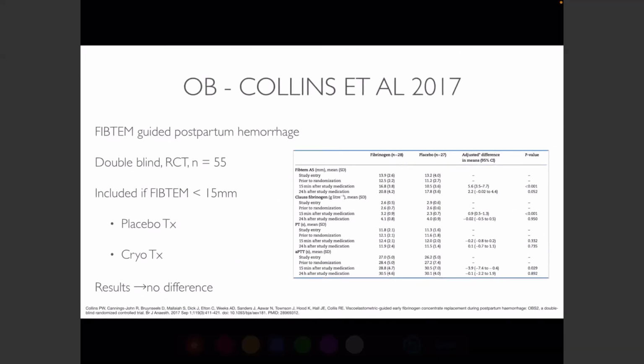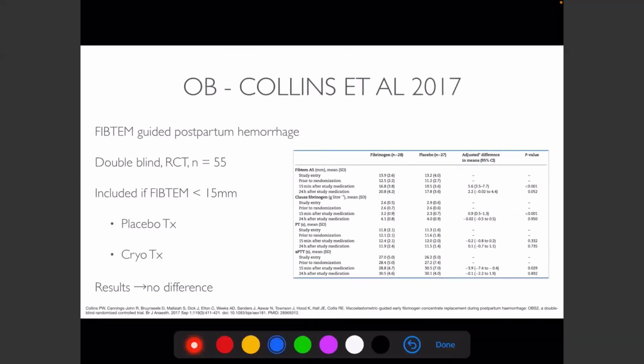So the RCTs that we're talking about, this one was one of them. It's a FibTem-guided postpartum hemorrhage trial, basically. So it was a double-blind RCT. They had 55 patients. And this one wasn't as relevant because all they did was, if your FibTem was less than 15, you either got cryo or you got placebo. And all they really showed was that you can have a threshold of a FibTem of 12 and not 15, and it's safe because they didn't have any difference in outcomes. So that's not as relevant to whether this is helpful or not. It's more of what threshold we should start giving these patients products.